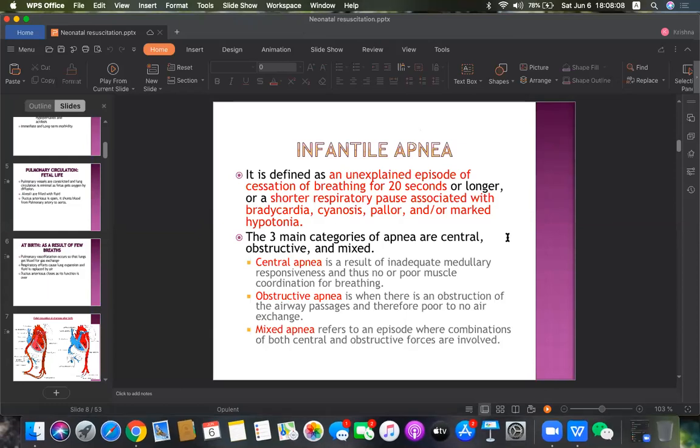Okay. The third one is mixed apnea, and it's a combination of both central as well as obstructive forces. So three: central, obstructive, and mixed.